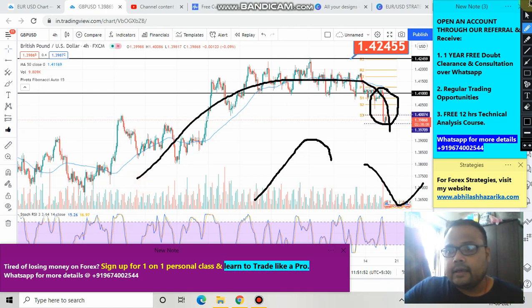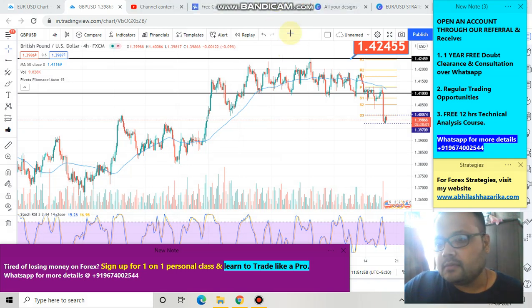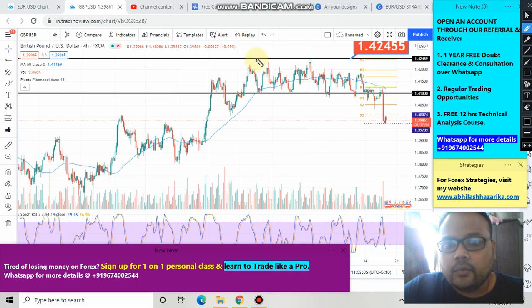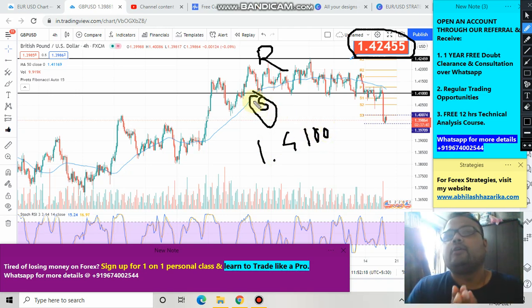We all know that previously GBP USD had some good levels. As it was trading in a narrow, tight range, we had two levels. This was the resistance, 1.4245 was the resistance, and this was the support, 1.4100. So 1.4100 was a strong support for the market.